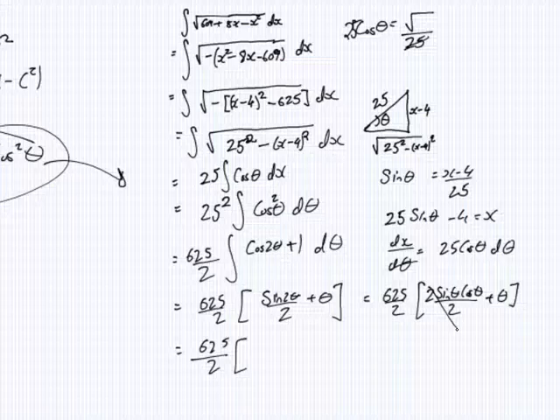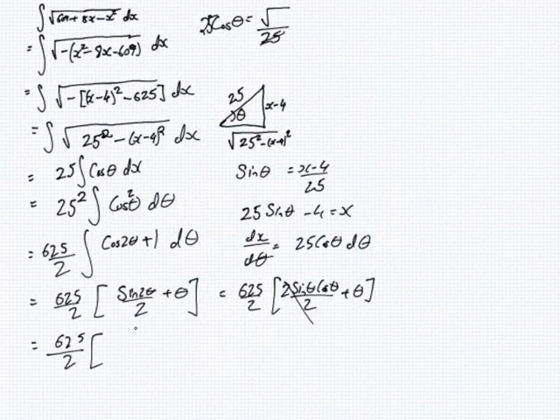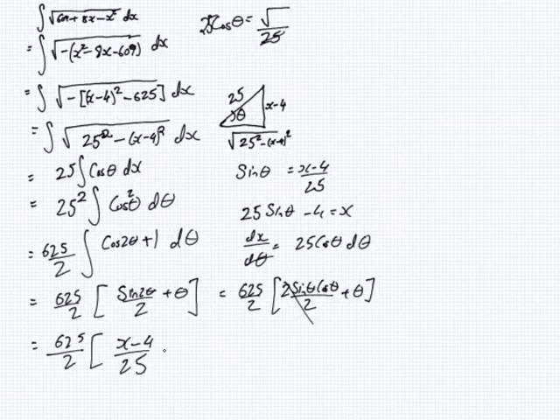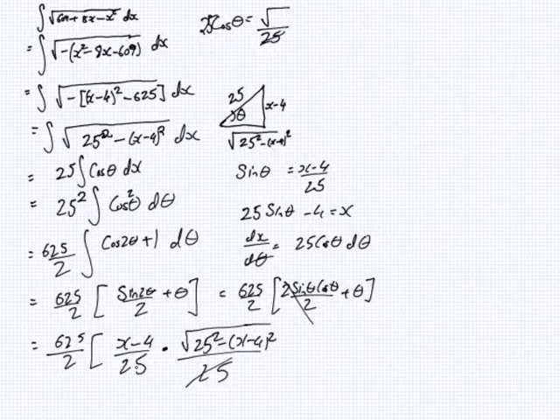And what is sine theta? Well, if I go back to my triangle, sine theta is x minus 4 over 25. And what is cos theta? Cos theta is square root of 25 squared minus x minus 4 squared over 25. Well, that's good because those two will cancel that. Plus theta. And what's theta?